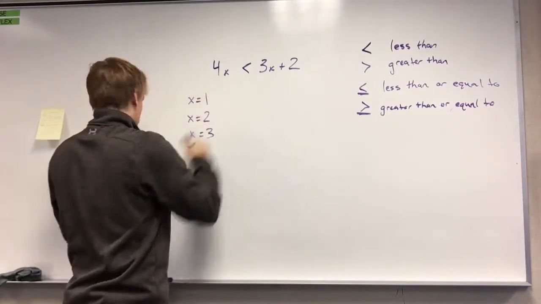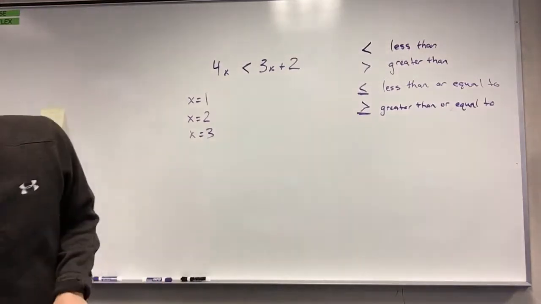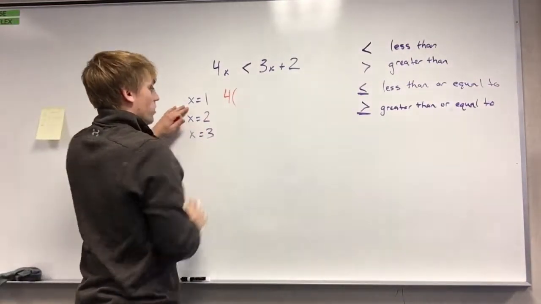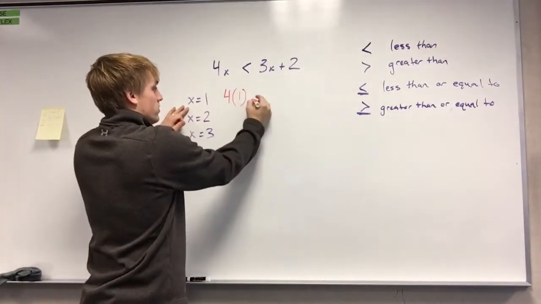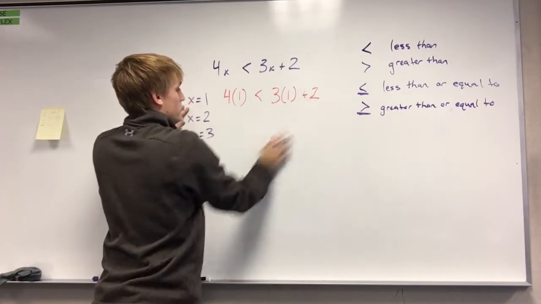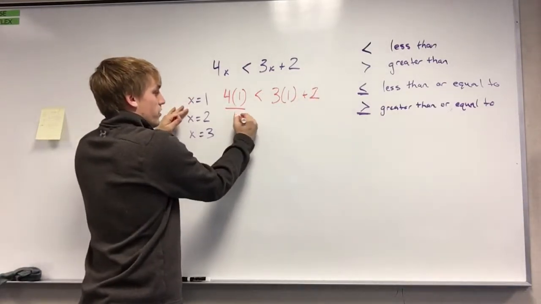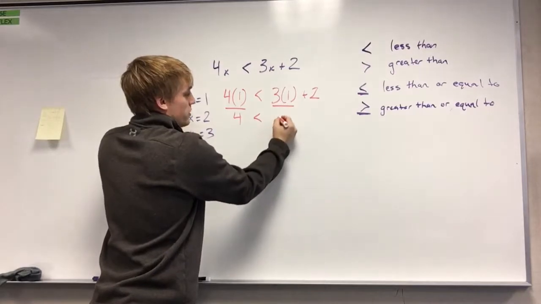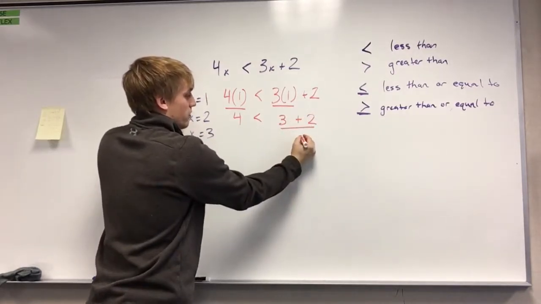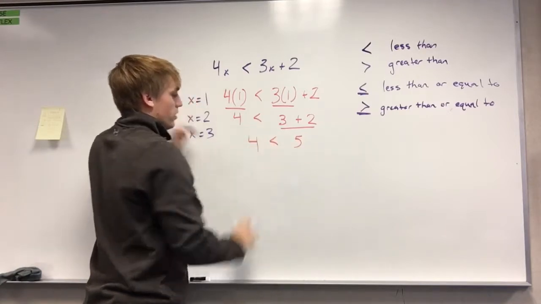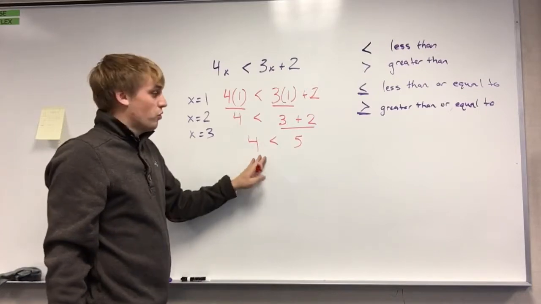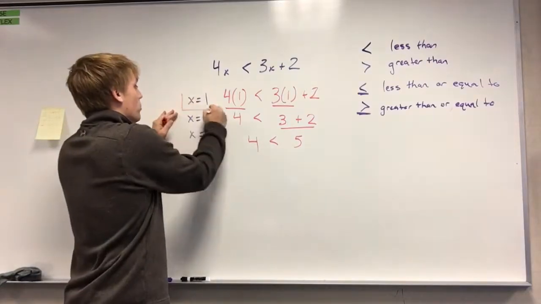So 4, we're going to do 1 first. So 4 times 1 less than 3 times 1 plus 2. So if I do 4 times 1, I get 4. 3 times 1, I get 3 plus 2. Okay, if I simplify this, I get 4 less than 5. So I say this, 4 is less than 5, so 1 works.